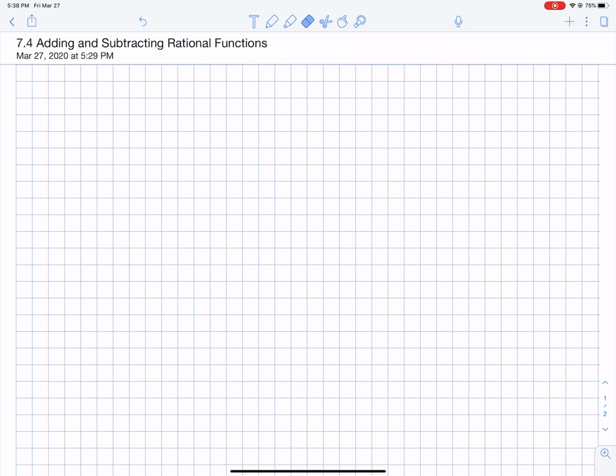Hi everyone, welcome to adding and subtracting rational functions. Go ahead, let's label these notes: 7.4.